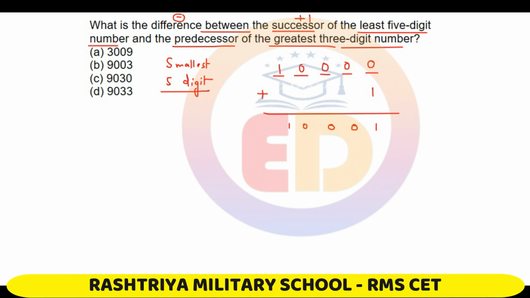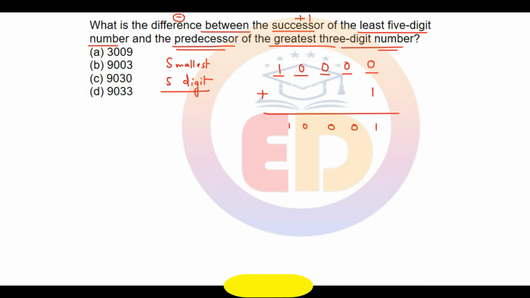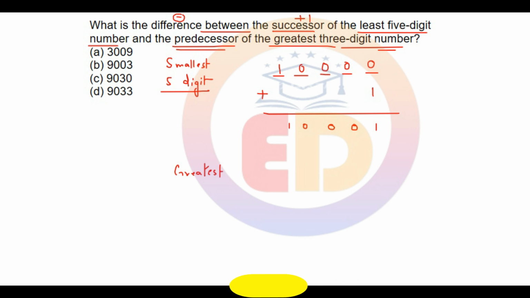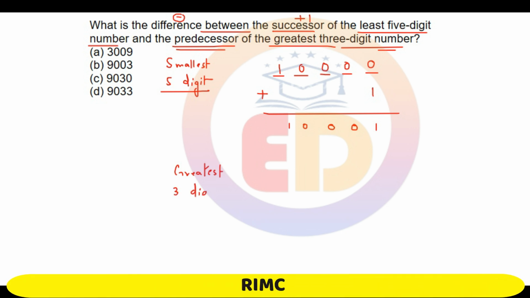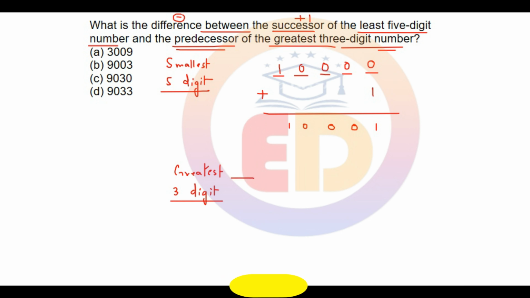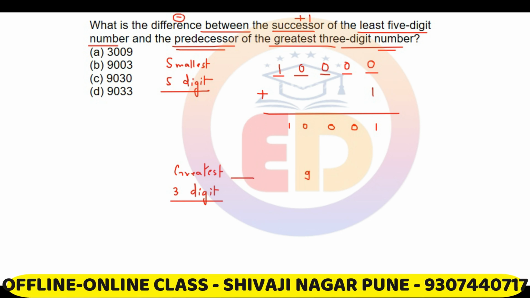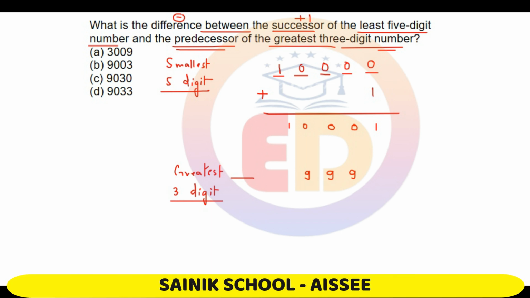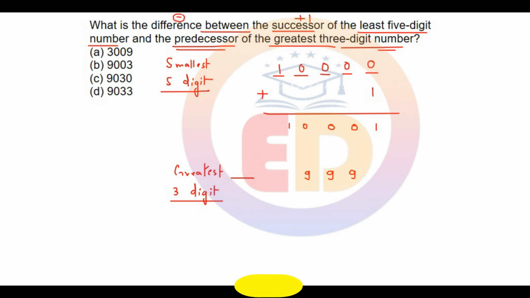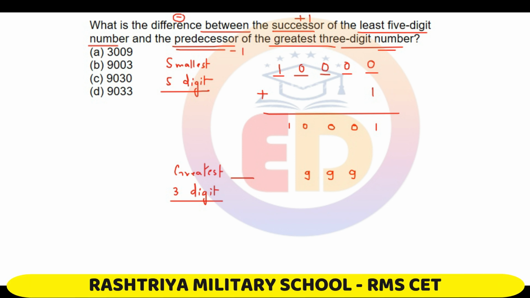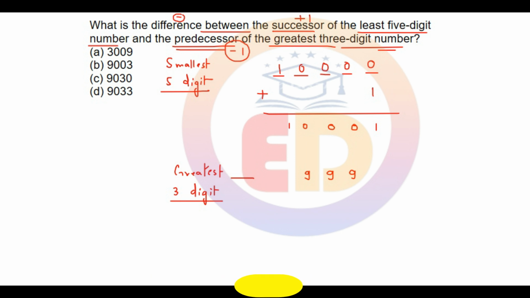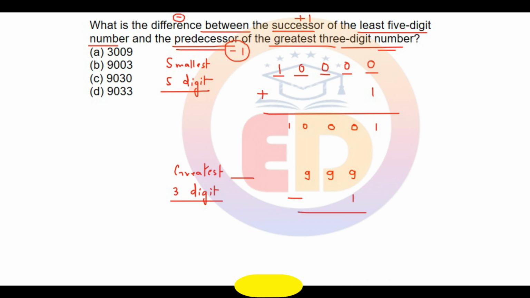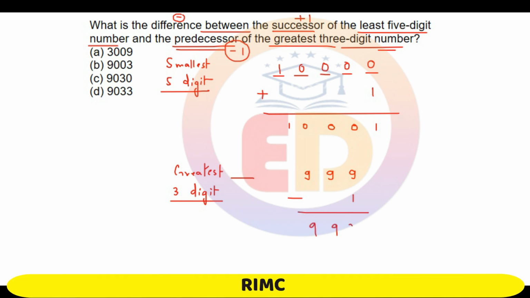The next number they say is the predecessor of the greatest 3-digit number. Greatest any digit number will start from 9. And if it is a 3-digit number, take 9 3 times. They are asking its predecessor. Predecessor is a number which comes before, and to get the predecessor, you subtract 1 from the number. So let us subtract 1 from 999, which is 998.